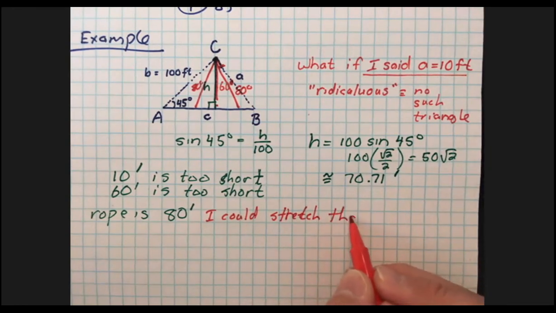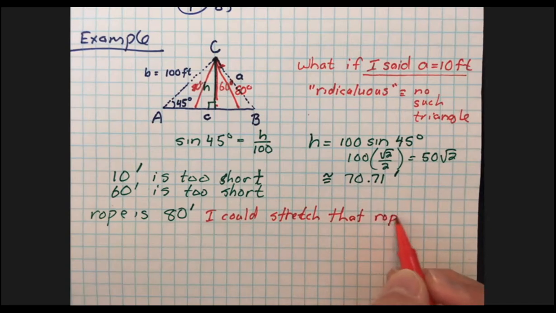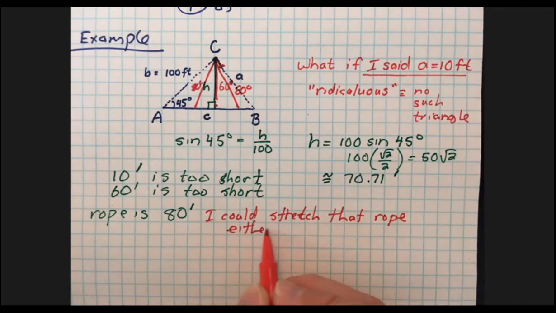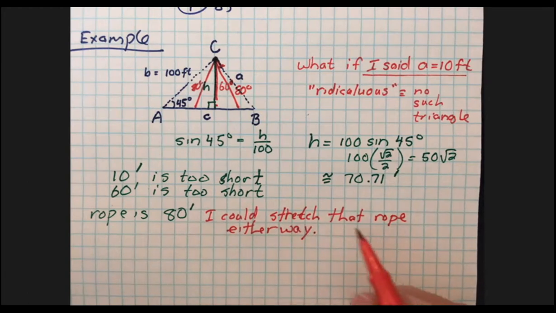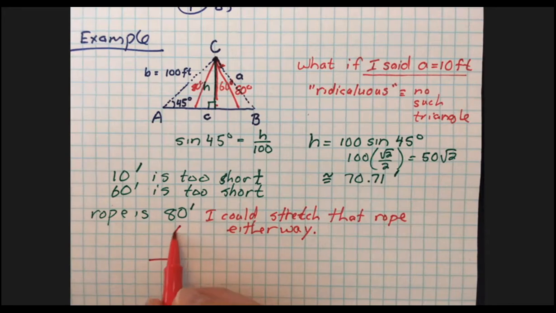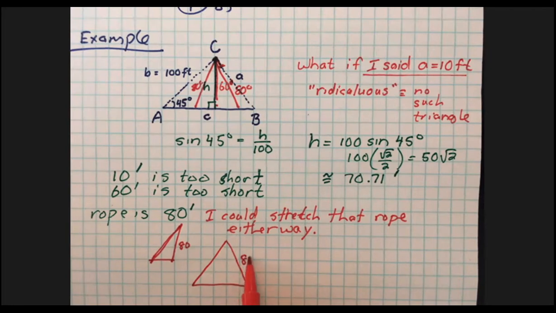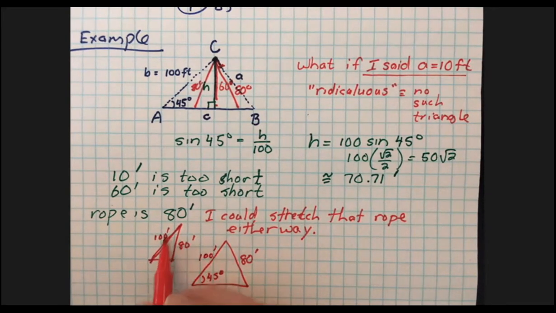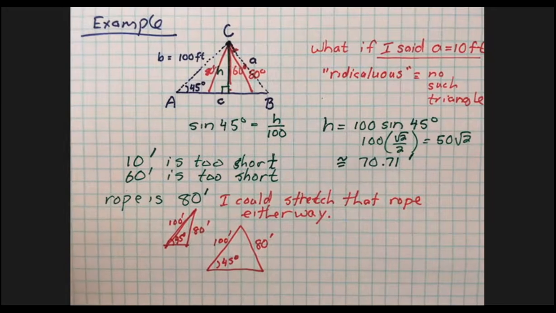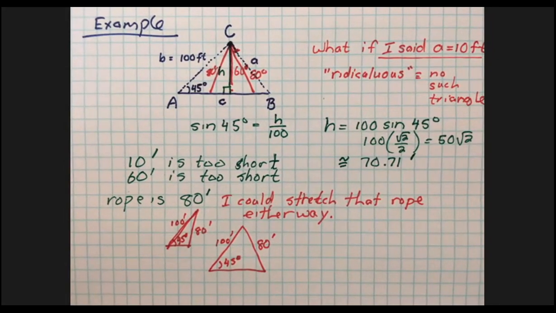I could stretch that rope either way. So I could create a triangle that looks like that. I'm not drawing it too neatly. Or I could draw a triangle that looks like that. And they both could have my 45 degrees, and they both could have my 100 feet. But there are two possible triangles. So this is what Trevor asked, I think. You can say yes or no to that if you like.